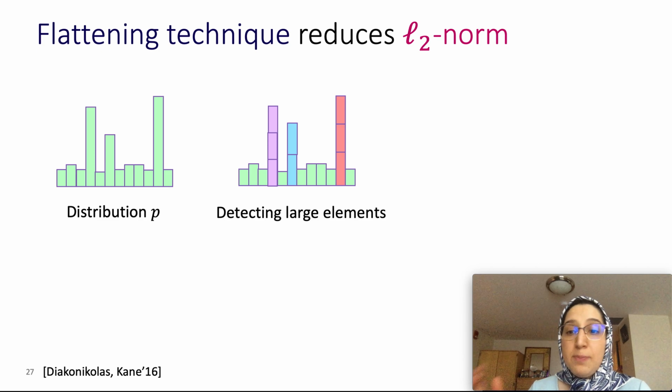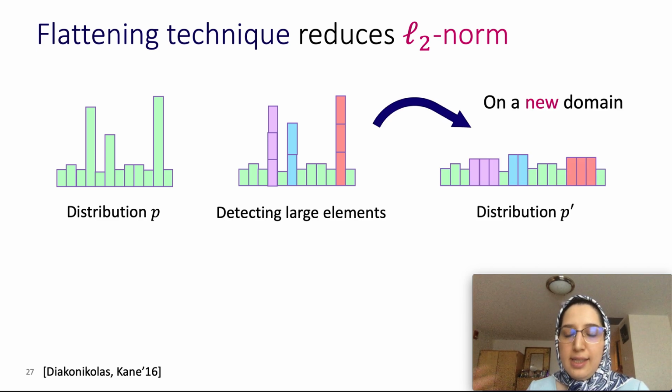If I split these elements, and instead of having one element, I put several elements in place of each of them, this new distribution is more flat, that's why it's called flattening, and it has lower L2 norm. I definitely increase the number of elements, but I will make sure that I do not increase the number of elements by more than a constant factor.